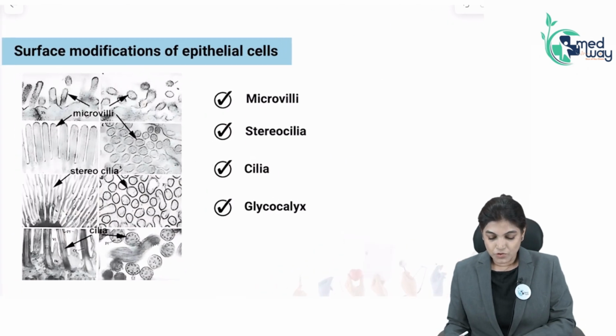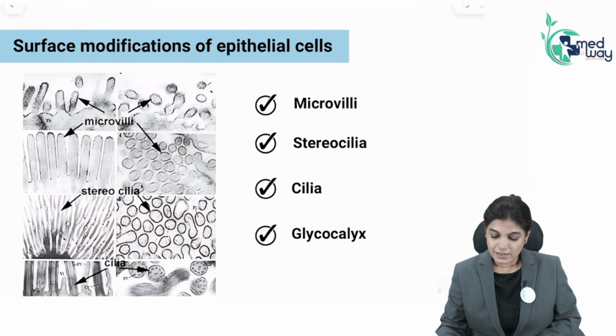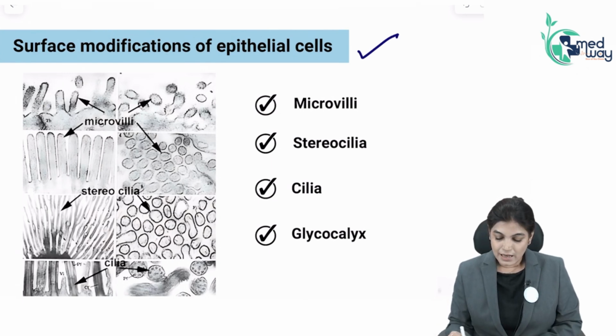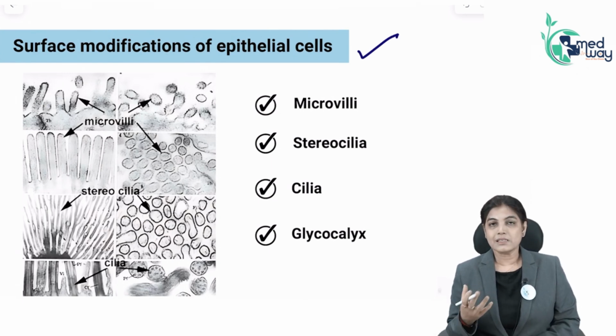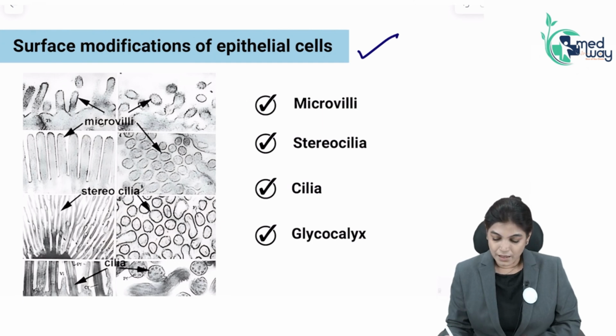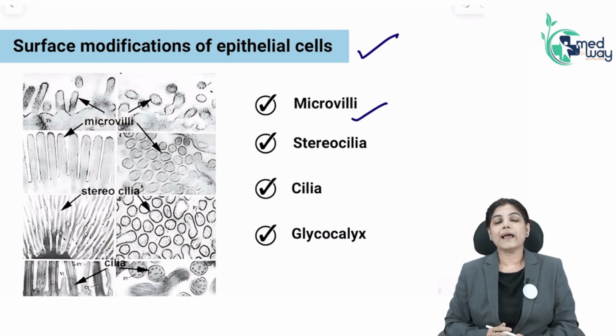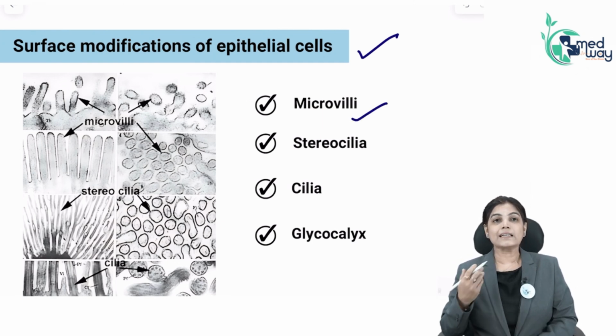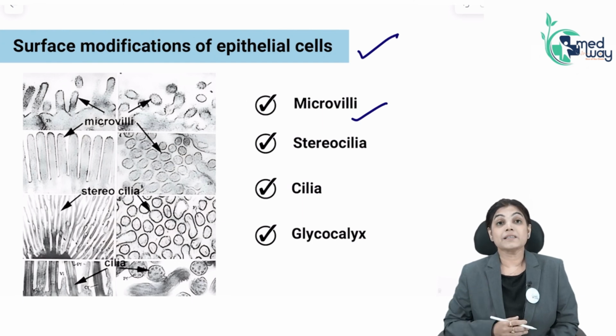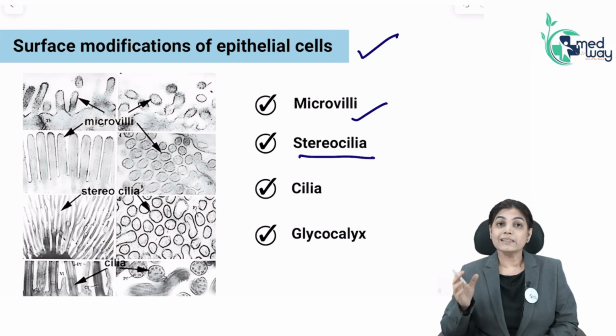So, this is an image which I would like to enlarge. We can see the surface modification of epithelial cells. This is the electron microscopic view, and we can see the minute projections called microvilli. The function of microvilli is increasing absorption, and it is present in the intestinal epithelium. Microvilli are non-motile. Stereocilia are also non-motile, but they are larger and thicker than the microvilli, and they are present in areas like the epididymis and also in the olfactory epithelium.